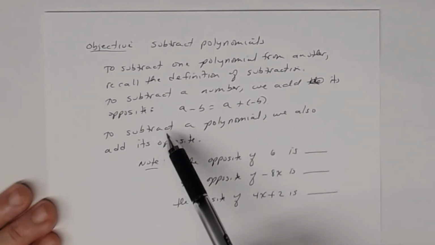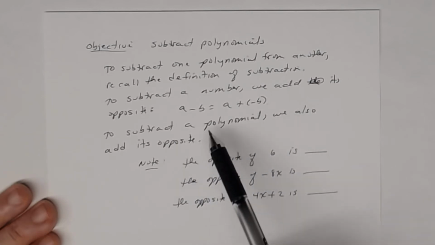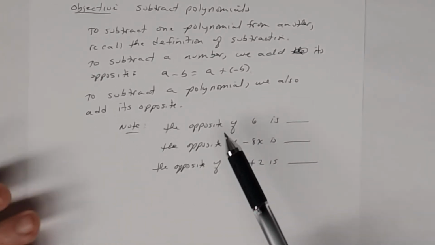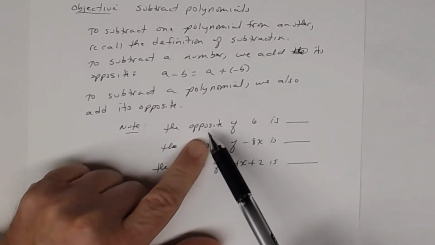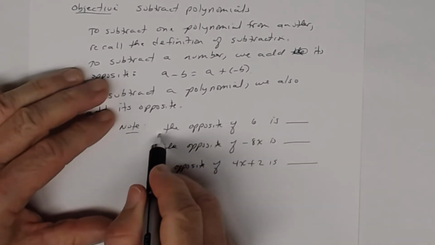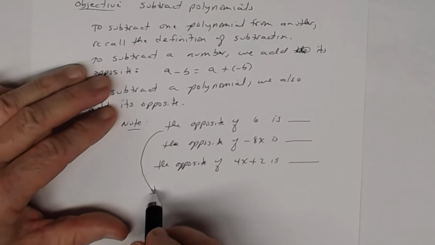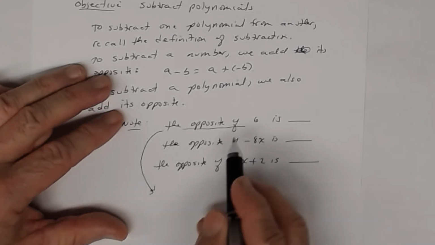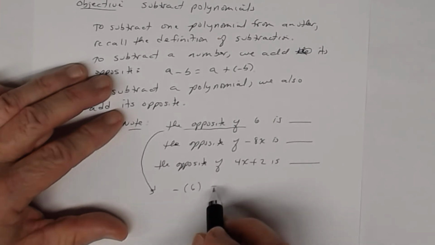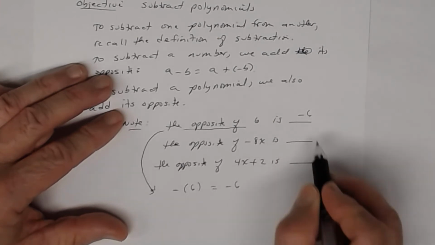To subtract a polynomial, we also do the same thing. We're also going to be adding its opposite. So before we actually look at some problems, let's remind ourselves about what we mean by opposite. The opposite of 6, and let me go ahead and put that here. The opposite of 6 means negative 6. So the answer is negative 6.